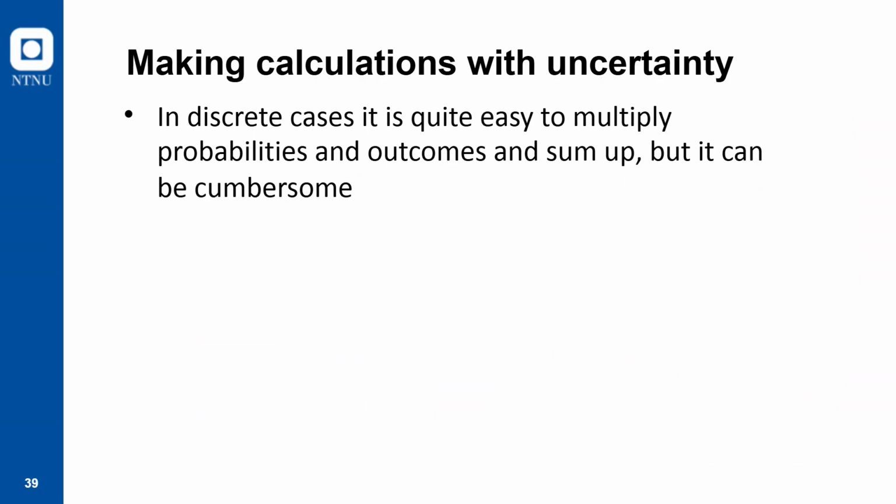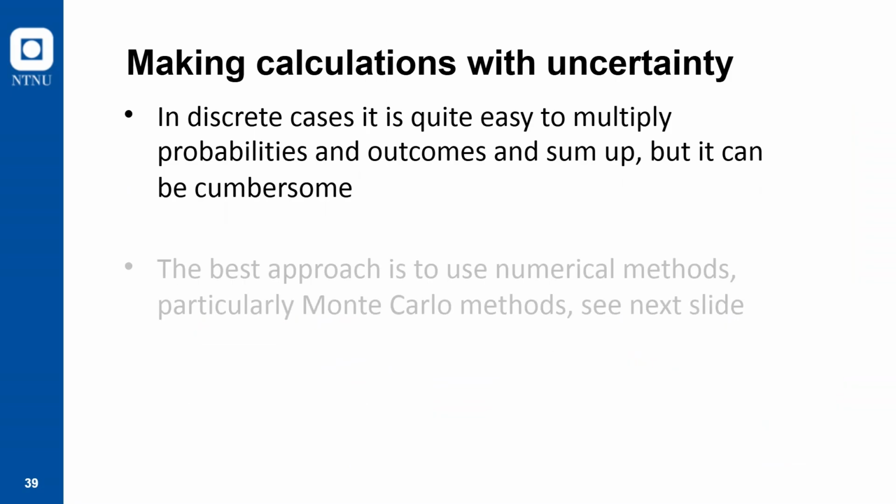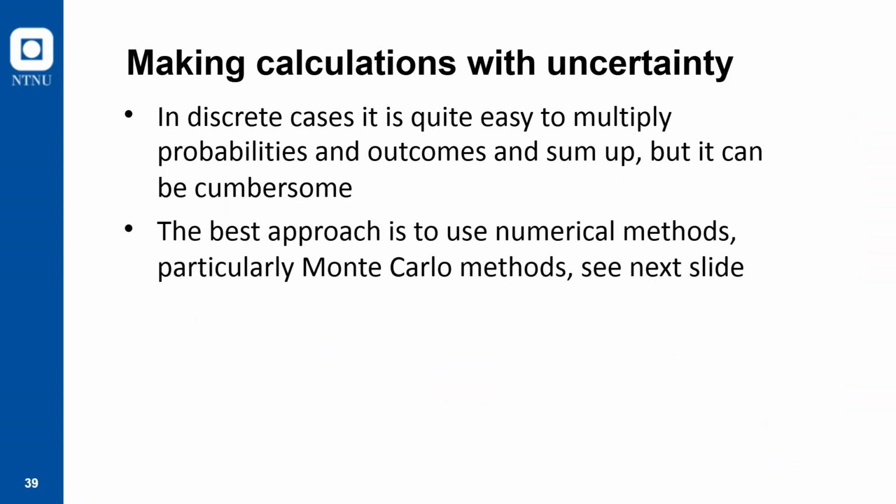So how do we calculate this? If it was these discrete cases, you can multiply probabilities and outcomes and sum up. Yes, it can work. It can be a huge amount of work, but it will work.